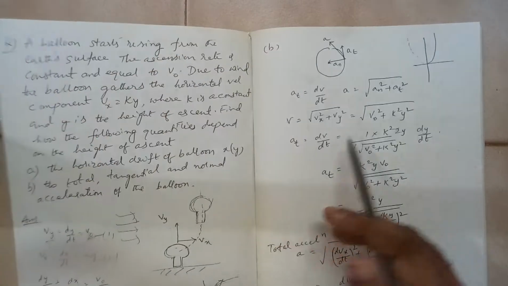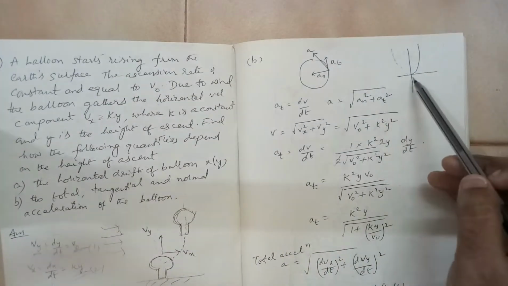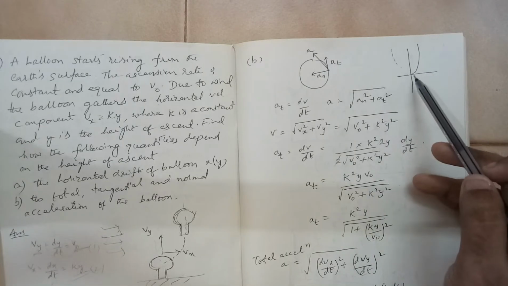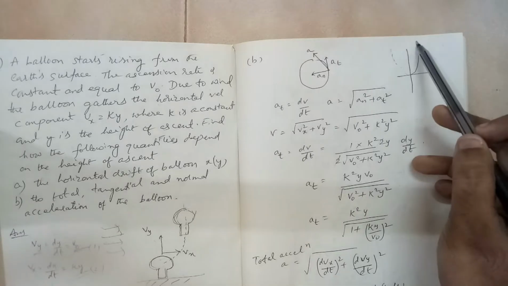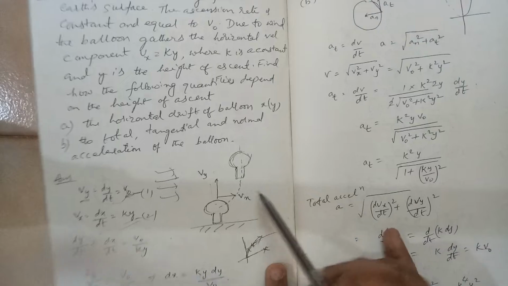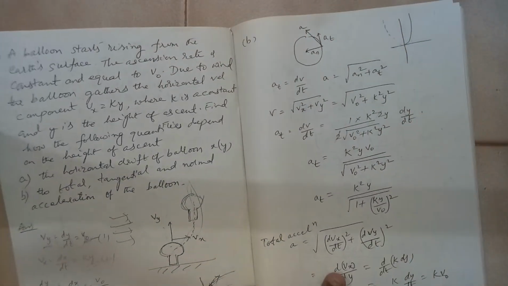It is resembling a path like this. Obviously you can have only positive x values. Let us say we are taking only half of the path. It will resemble something like this. So the balloon also is moving something like this in a parabolic curvature.